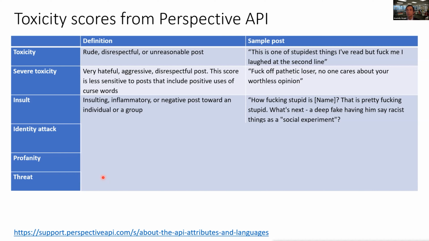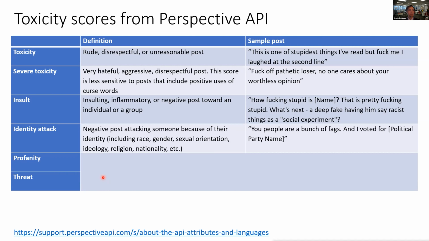And I will continue reading this. That is pretty F stupid. What's next? A deep fake? Having him say racist things as a social experiment? Question mark. So you can see it has different properties than general toxic or severe toxicity type of posts. And the main differentiator is that it has a personal name, organizational name, or identity group mentioned in the post.